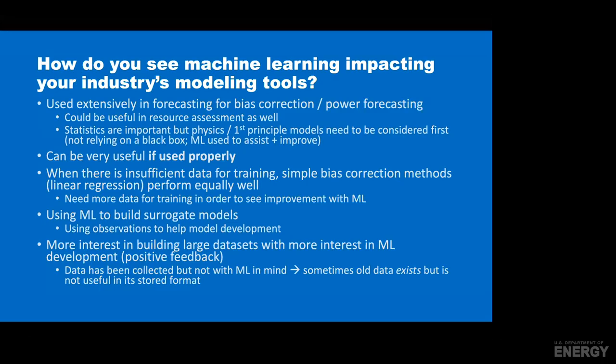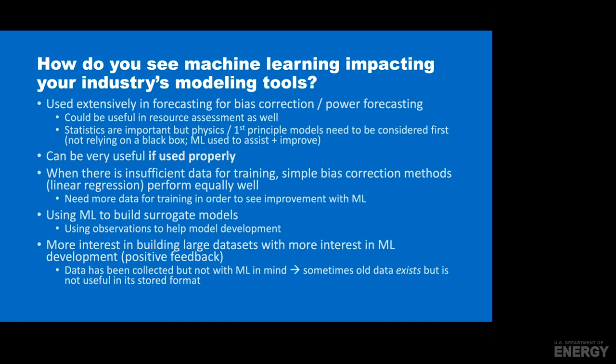First principle models need to be considered first. That's the more important driving thing to consider, and not just rely on a black box. Use these machine learning algorithms to assist and improve your first principle models. With that being said, it can be very useful if used properly, being the main caveat.